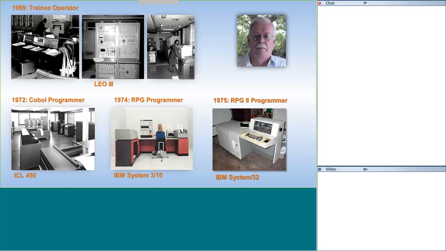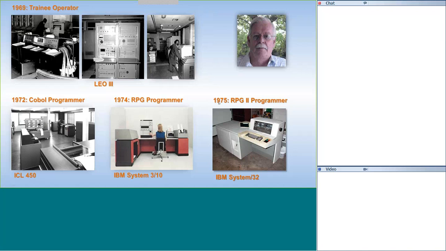From there, 1972, I became a COBOL programmer working on ICL 450. This was where I first encountered replaceable disk drives, which are those units over there at the back. And then in 1974, I became an RPG programmer working in RPG, no numbers, no letters, nothing after it, just pure RPG, on an IBM System 3 Model 10. That is a picture of it, approximately. It was a card-based machine, didn't have any disk drives or anything like that.